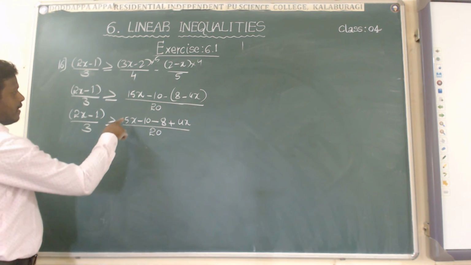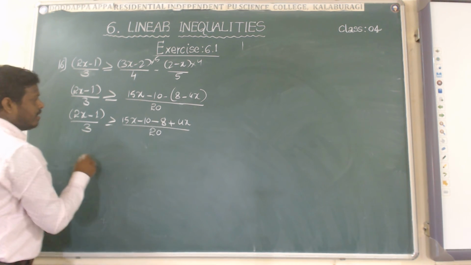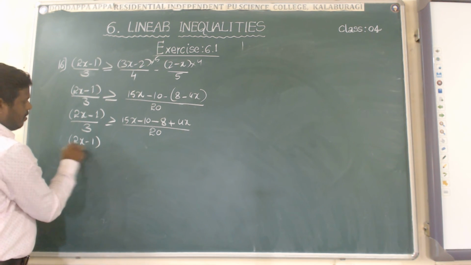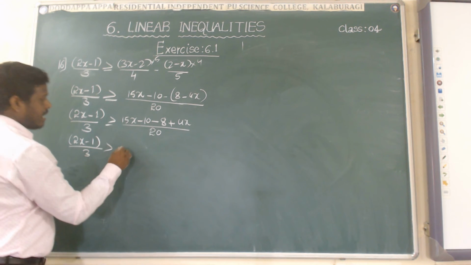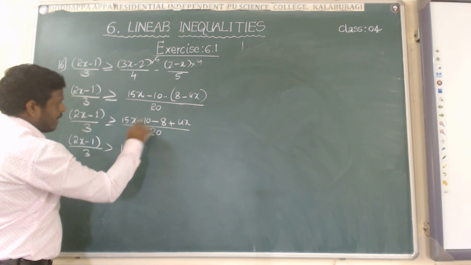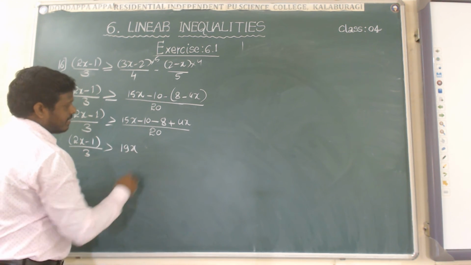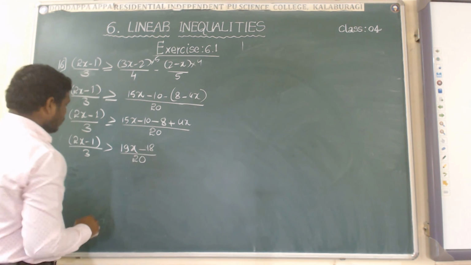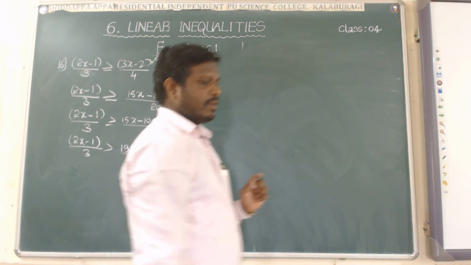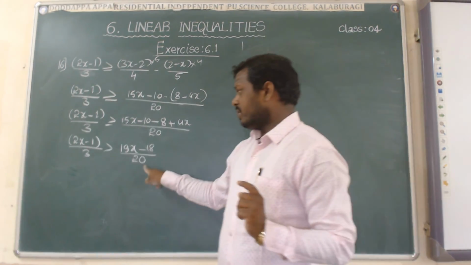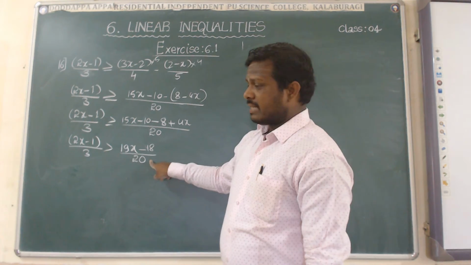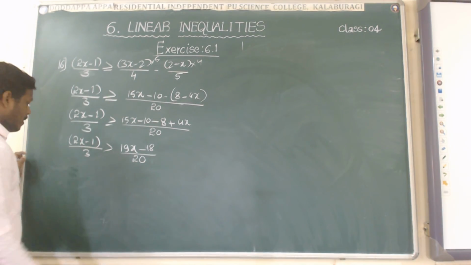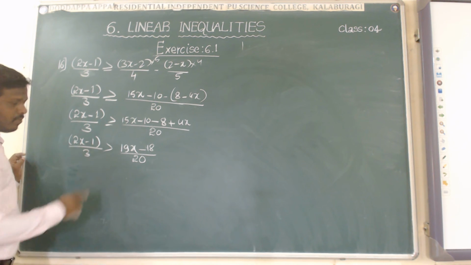Yes, what will come here? This is 15x plus 4x, that is 19x, and it is minus 10 minus 8, it becomes minus 18, divided by 20. Okay, the next step is for removing the 20 from RHS side and 3 from LHS side. So what we do here, we have to multiply both sides by 3 and 20.